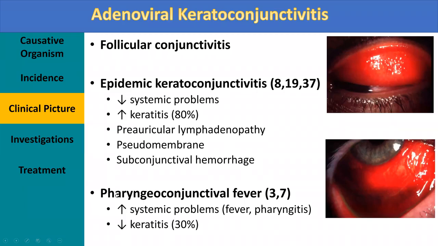Okay, back to the pharyngoconjunctival fever, serotypes 3, 7. It will cause more systemic problems like pharyngitis and or respiratory tract affection and fever. And luckily for the cornea, it will cause less corneal affection or less keratitis, about 30%.